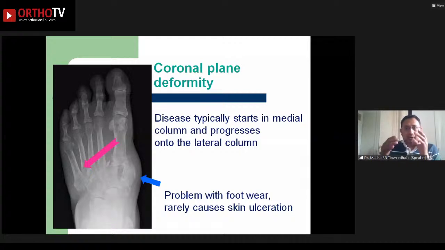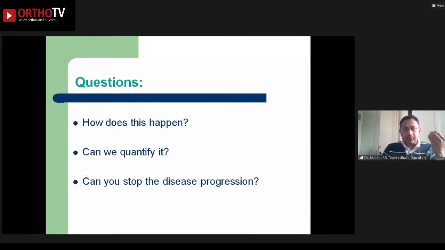We all know that the deformity typically starts on the medial column and then slowly involves the lateral column. With the coronal plane deformity, you can see the bony prominences, and often this causes a bony bump on the medial side, which can be a problem with shoe wear, but very rarely produces ulceration on the medial side of the foot. So we are worried about the plantar surface of the foot. The question is, how does this happen, how do we quantify it, and can we do something to stop it?